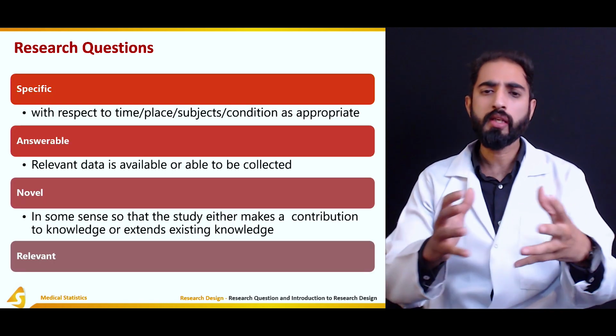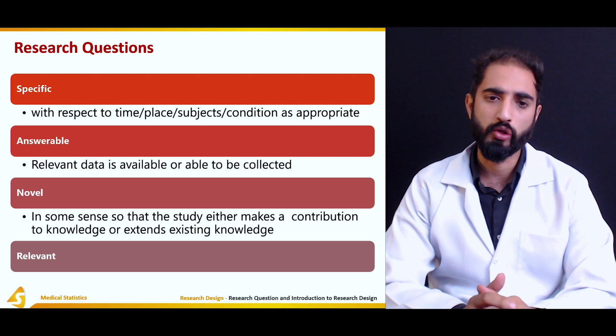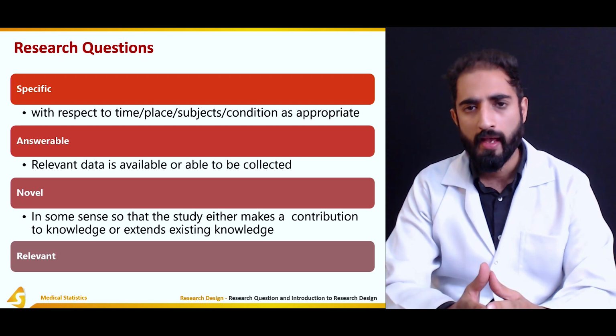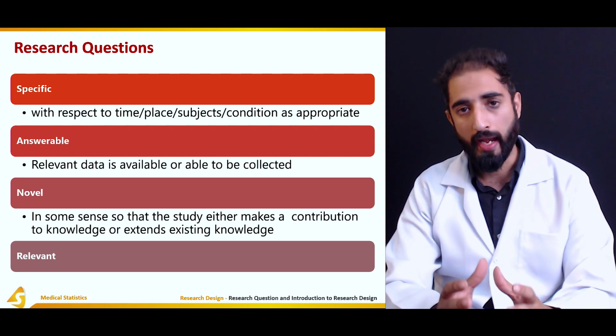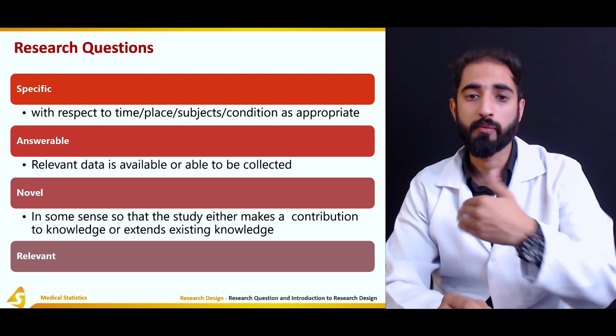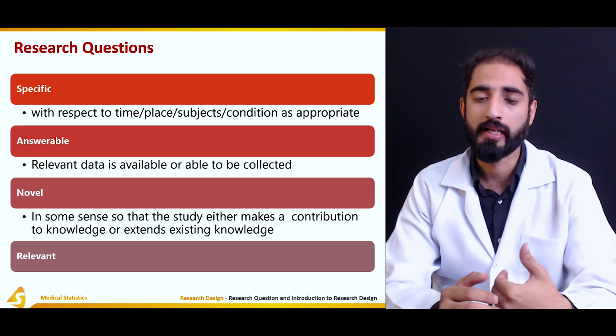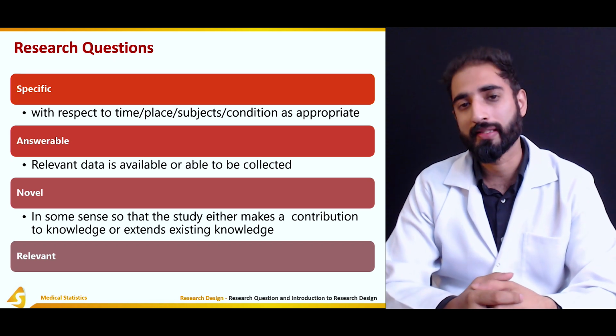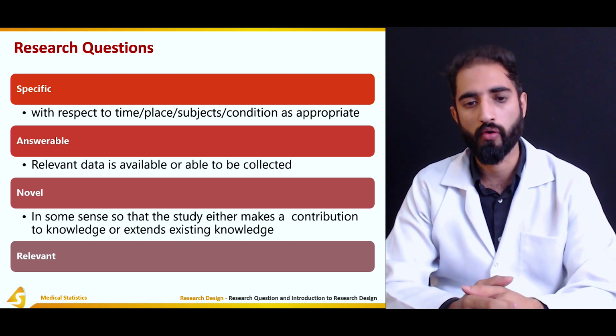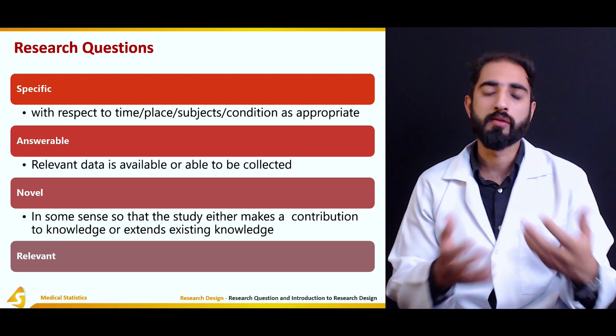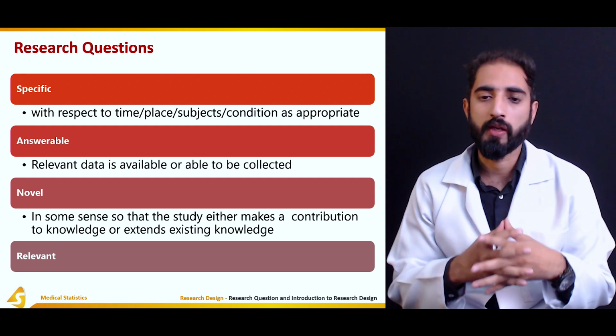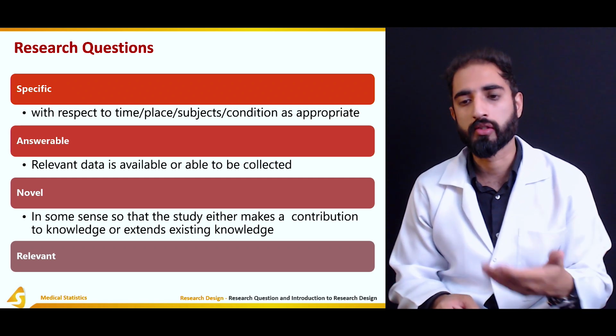So the qualities of research questions should be that they should be specific, answerable, novel, and relevant. If a question is very specific, then it is a good research question. For example, a question should be specific with respect to time, place, subjects, and condition.